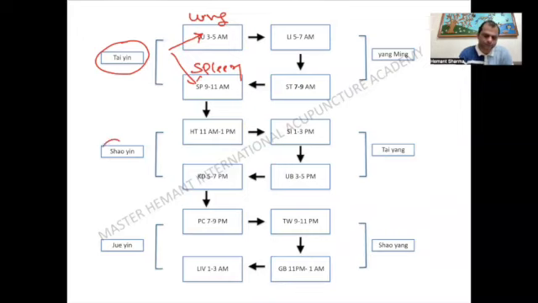Shao Yin. The meaning of Shao Yin is heart and kidney. Jue Yin. The meaning of Jue Yin is pericardium and liver. Right? So we have to remember these names.